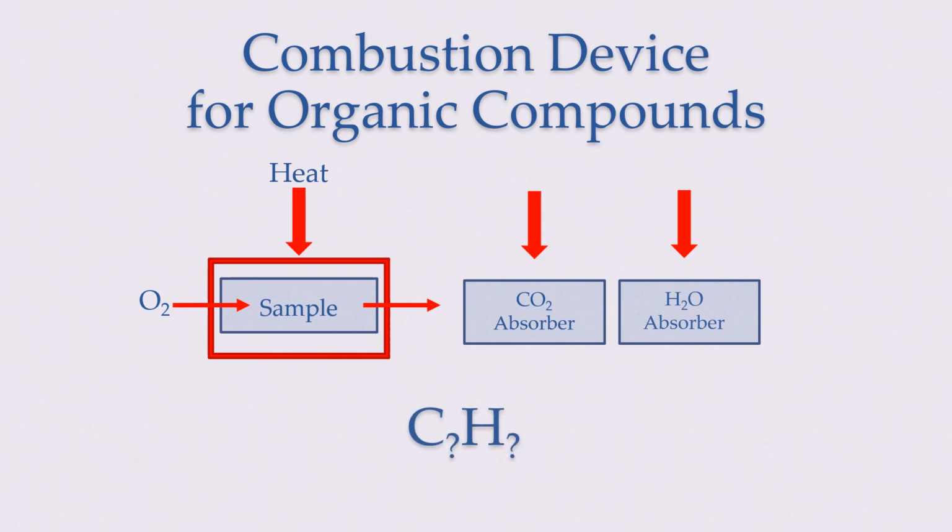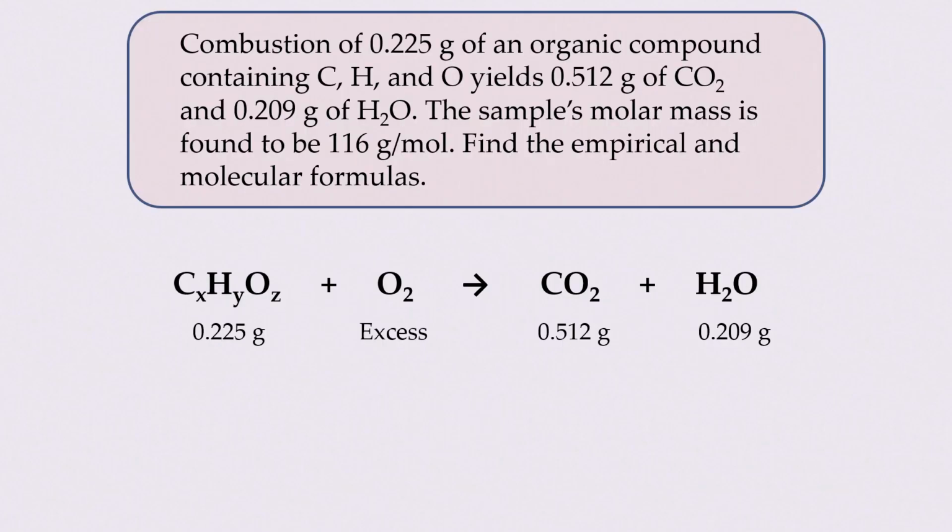Let's do one example. Combustion of 0.225 grams of an organic compound containing carbon, hydrogen, and oxygen yields 0.512 grams of carbon dioxide and 0.209 grams of water. The sample's molar mass is found to be 116 grams per mole. Find the empirical and molecular formulas.